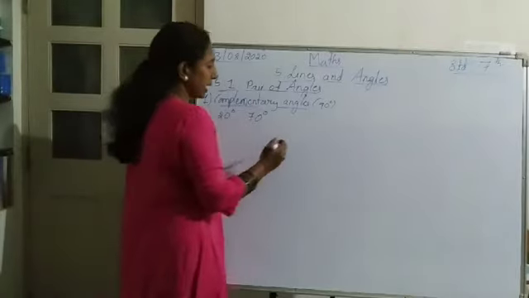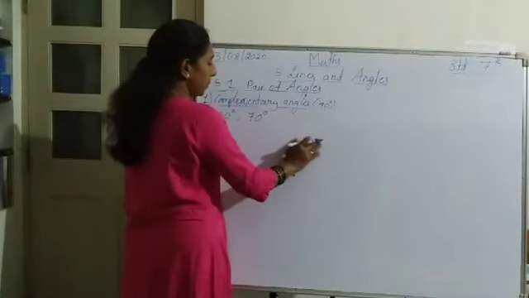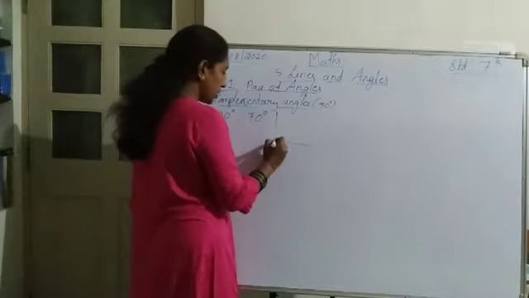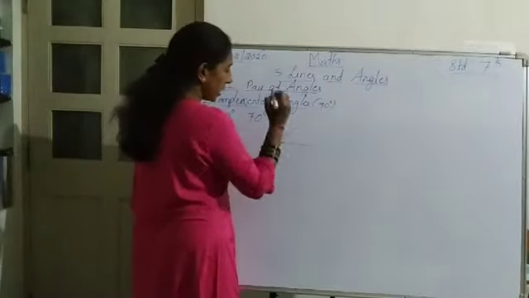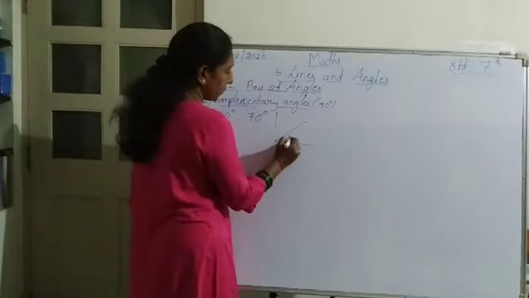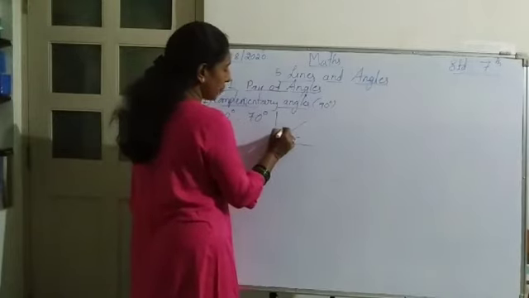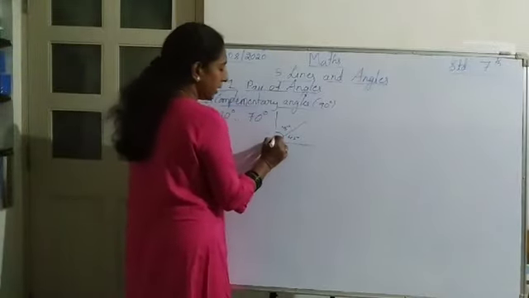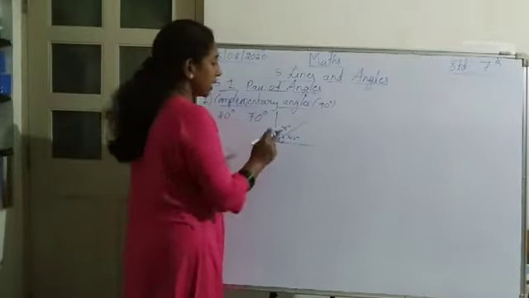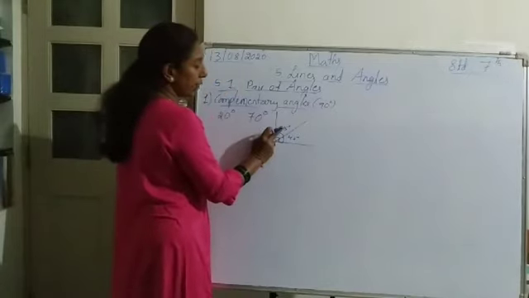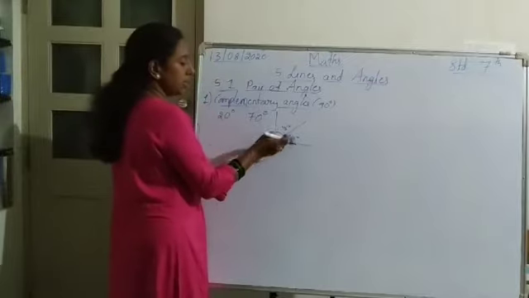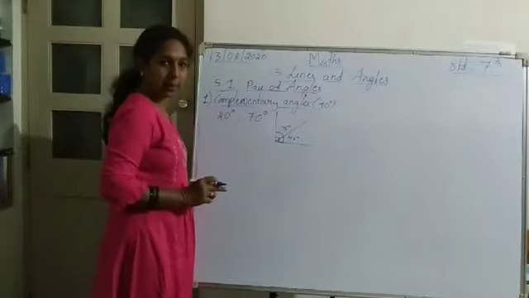How can we show that in a picture? For example, if one straight line is there, and on it one more line is standing like this, here if it is 45 degrees and here also 45 degrees, then adding these two, how much is it? 90 degrees. Then we can say that this angle is the complement of this one, and this angle is the complement of this angle.